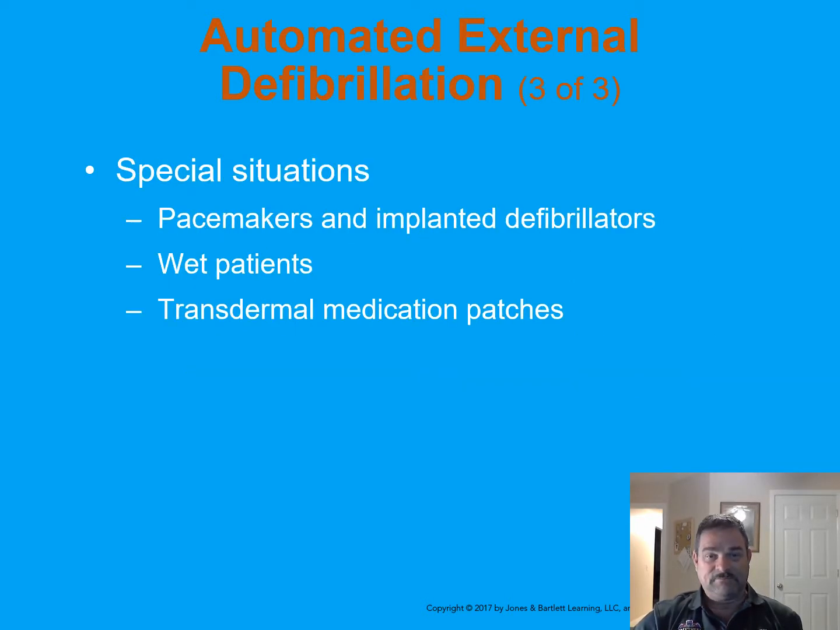Special situation, pacemakers. Pacemakers should be on the left side of the chest. If they are on the right side of the chest, just make sure that you don't put the pads on top of the pacemaker. For wet patients, just dry them off thoroughly. You can still apply the pads if they're still wet, but dry them off the best you can. And then of course, transdermal medications. If there's some kind of patch on the chest, go ahead and pull the patch off and then wipe it with a towel or something to get the medication off, so that the pad you're going to apply where it was won't fail to stick.